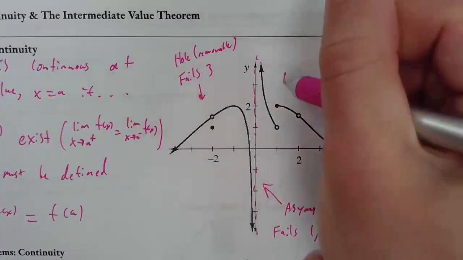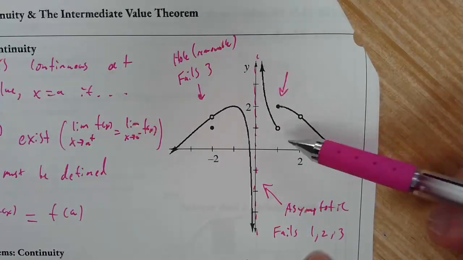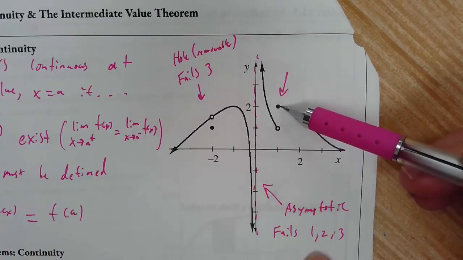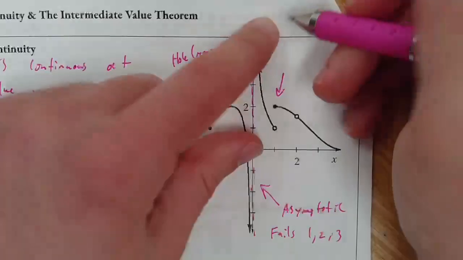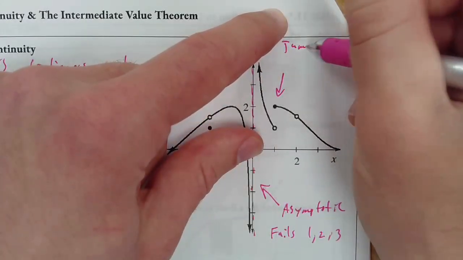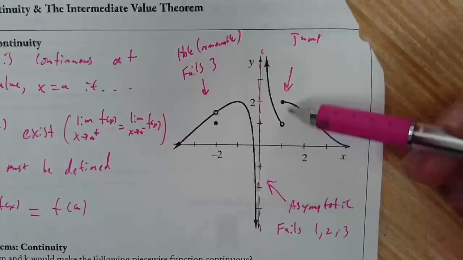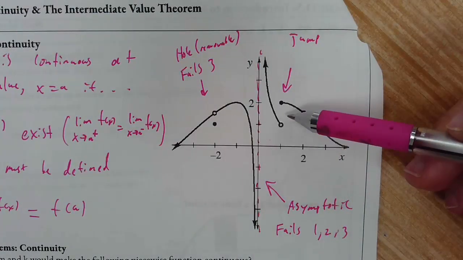What about this one here? So this is called, I think I heard it earlier, a jump. There we go, that's good. And so what does this fail? Does it have a limit, this at 1 here? Does it have a limit?